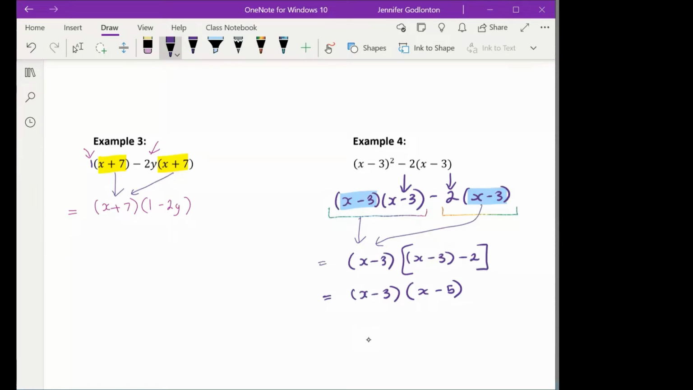Remember with factorization, it comes with practice. So the more you do, the more comfortable you will get with them. And that's the important thing to just keep in mind.